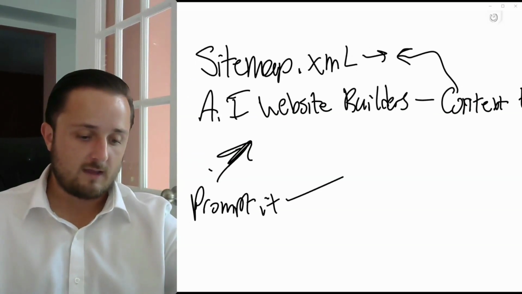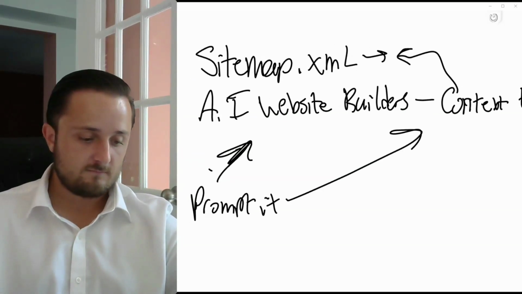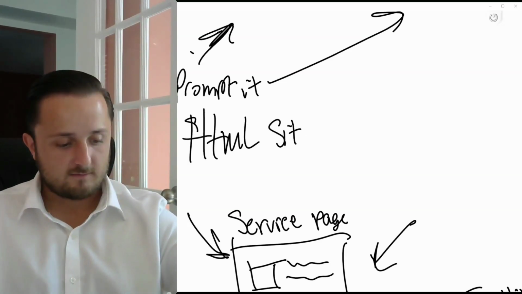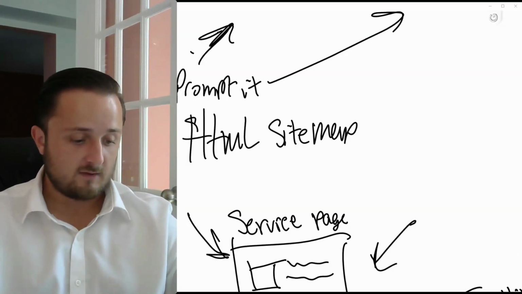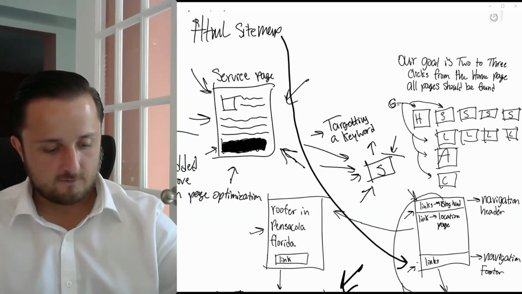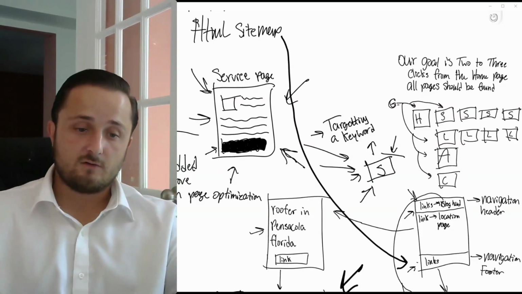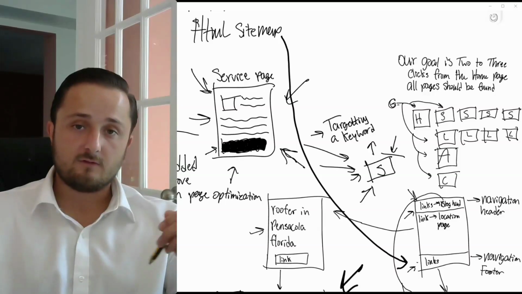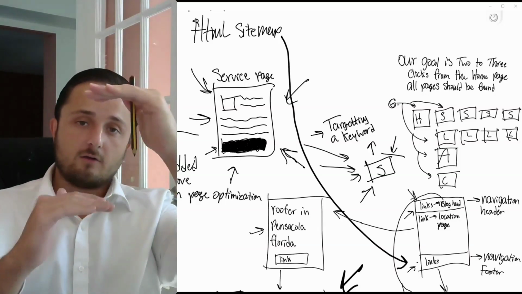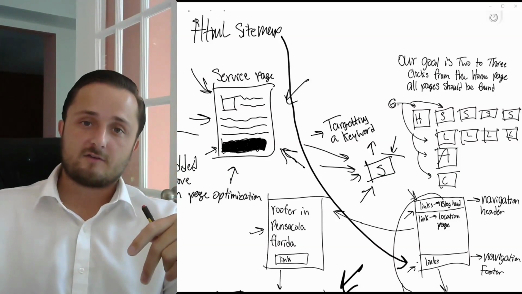So you might have to manually prompt it each time. Another thing is that we can create an HTML sitemap, and this is something that we can place in the footer. So this is another opportunity for us to link to a page. The sitemap is a page that has all of the links on your site.